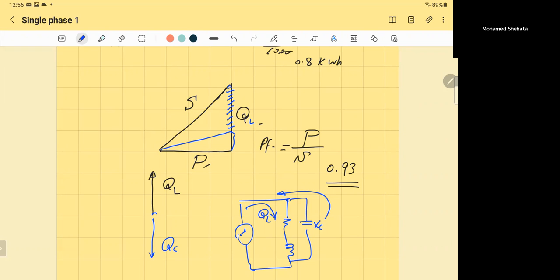Your friend said that it is the angle between the voltage and the current. That's true, because the angle of S is the same as the angle of the impedance, and the angle of the impedance is the angle between the voltage and the current. Confusing?